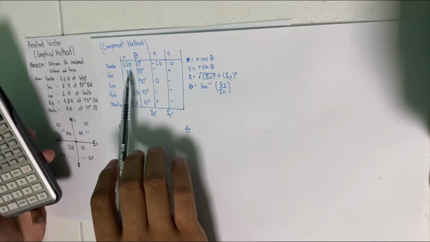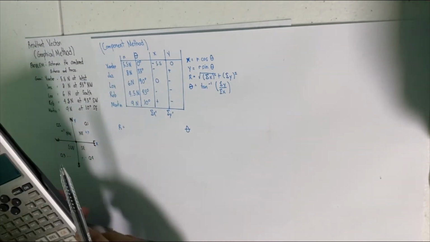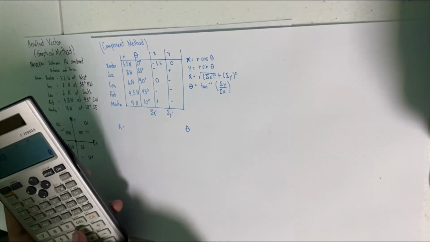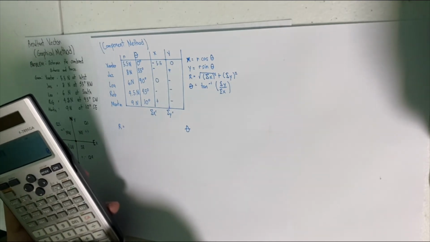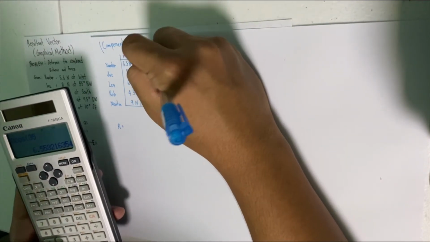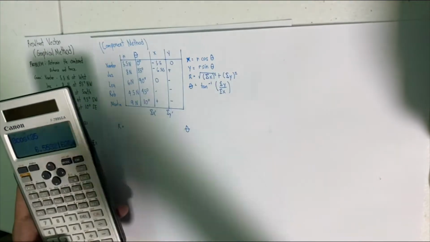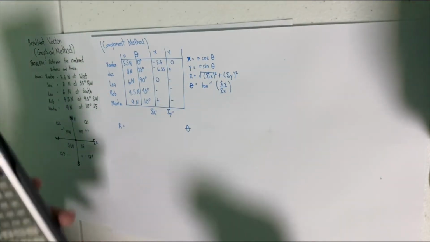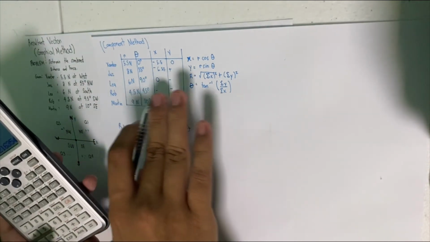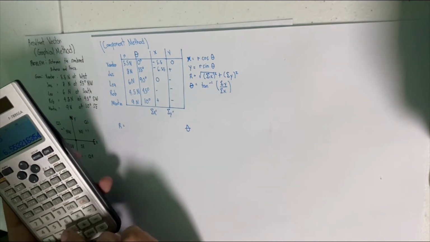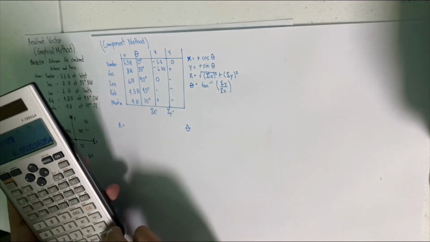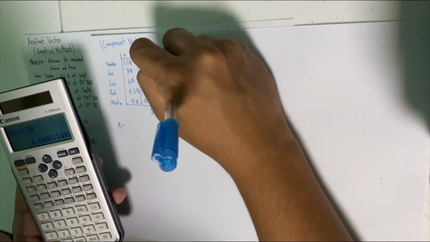So, for number 2, it is 8 cos 35. So, 6.55. Round it off to the nearest hundredths. So, for the y, it is 8 sin 35. Just change from cos to sin, and the y is 4.59.